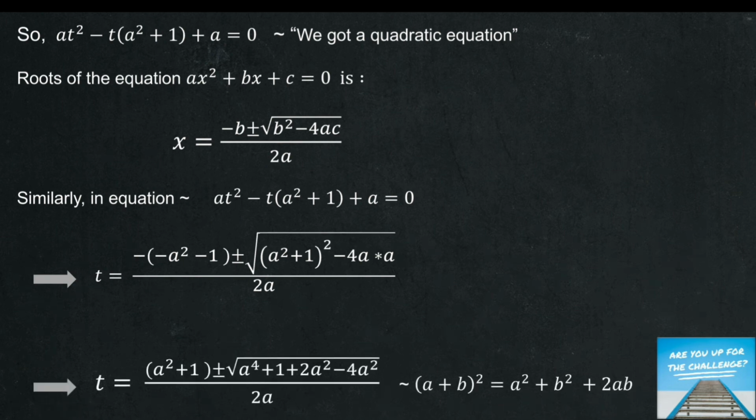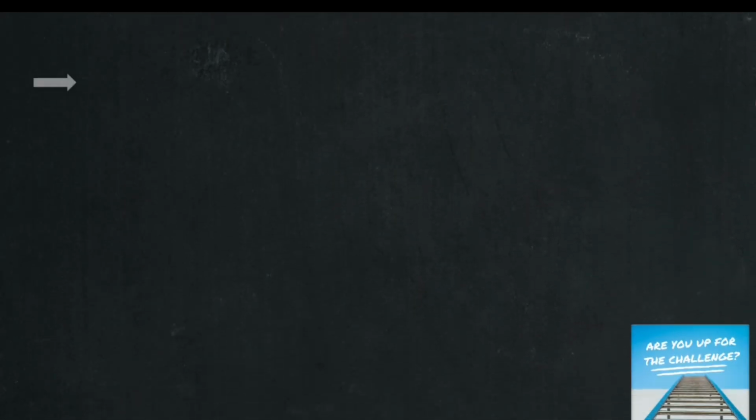So next what we can do is that t equals a square plus 1, as minus and minus will be cancelled, plus minus. If we open it using (a plus b) whole square, we get a square, that is a to the power 4, plus b square is only 1, and plus 2 into a square into 1, that is 2a square. Now we will simplify it.